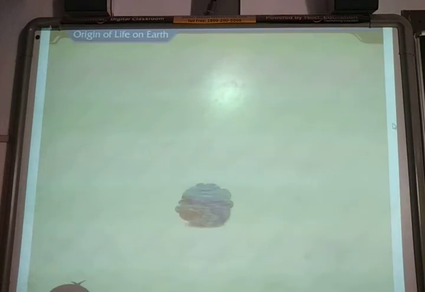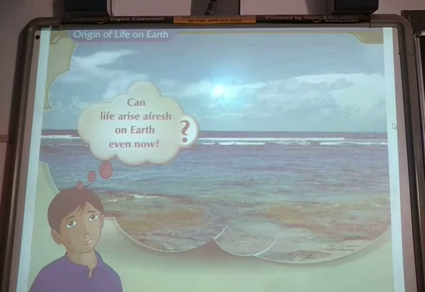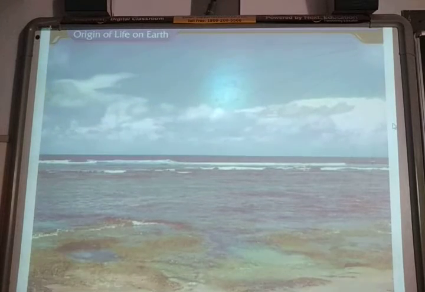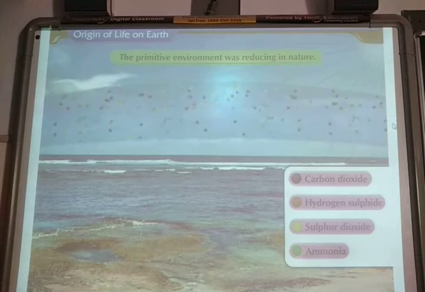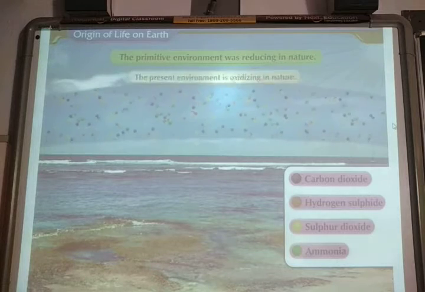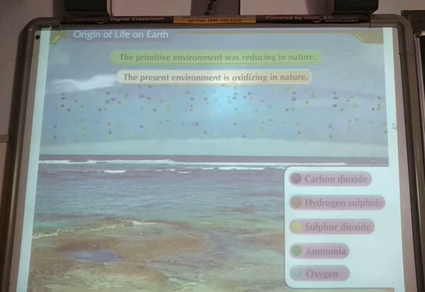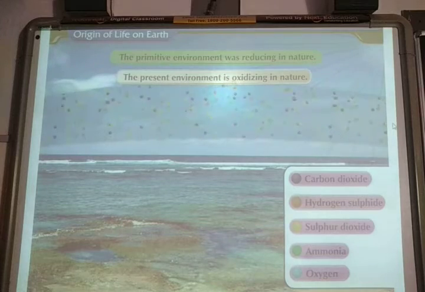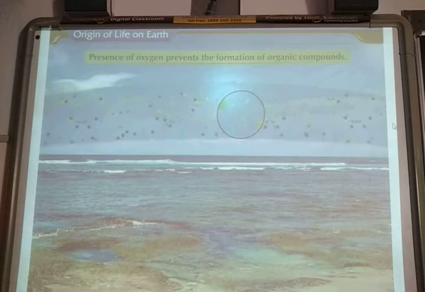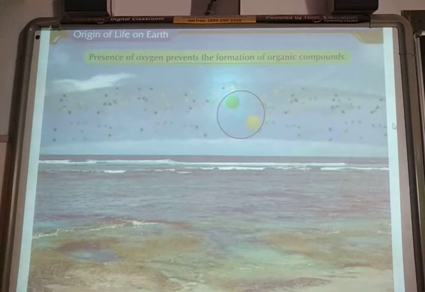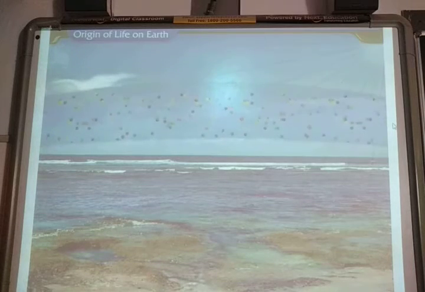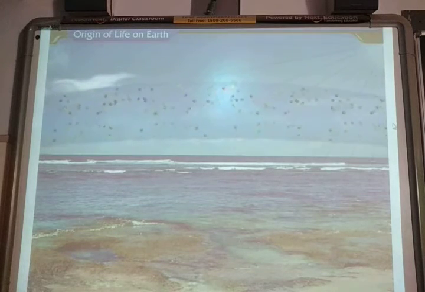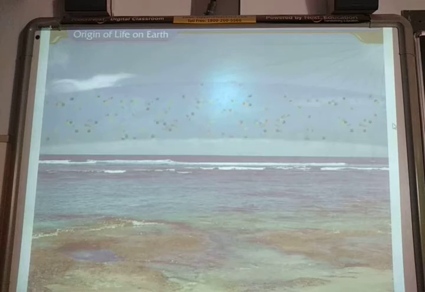But can life arise afresh on Earth even now? No. The primitive environment was reducing in nature, whereas the present environment contains oxygen. That is, it is oxidizing in nature. The presence of oxygen would prevent the formation of organic compounds. This enormous finding inspired a multitude of further experiments.